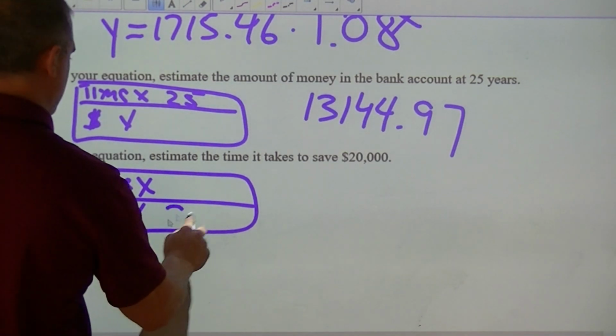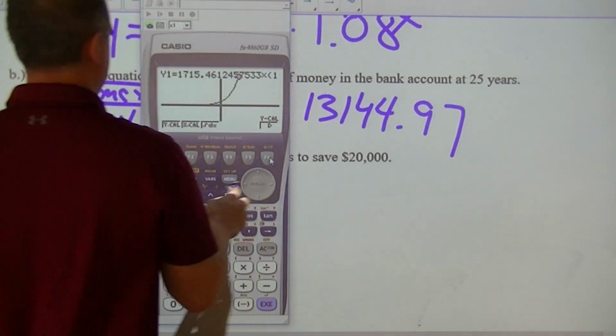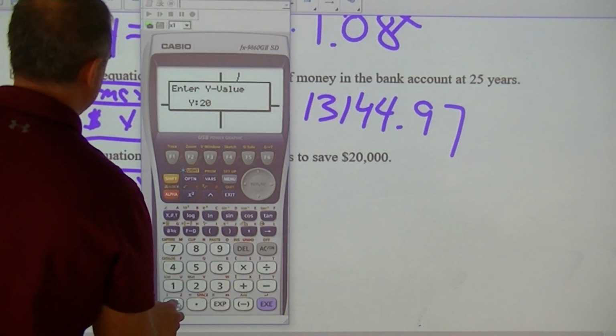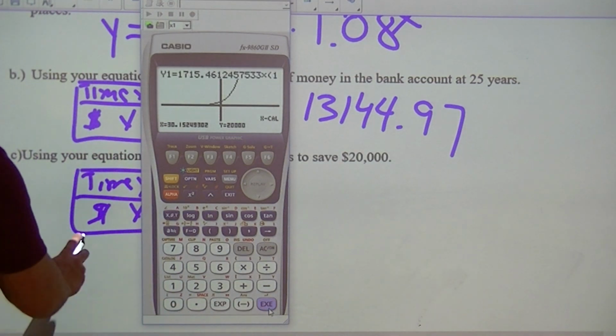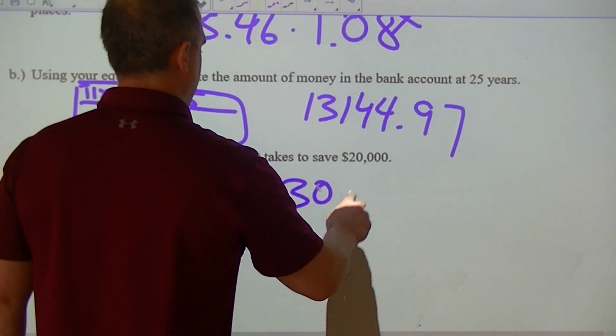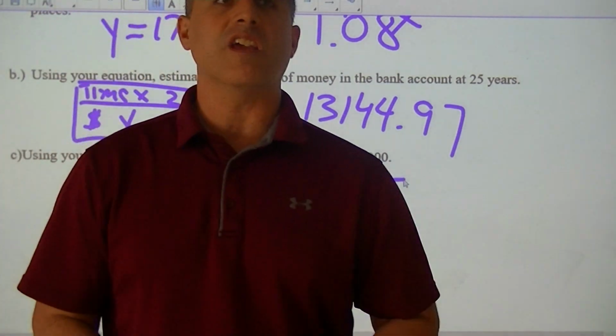Okay, last one, same deal, time, X, money, Y. Okay, so they put in 20,000, so that means I gotta do an X cal. So I get 30.15. Okay? So if you just practice that up and go over the other packet we gave you, you should be fine.